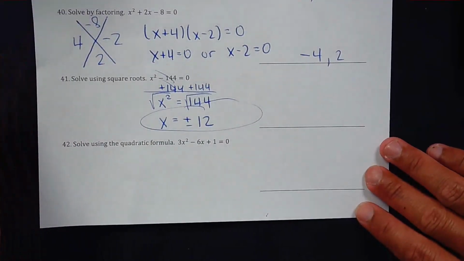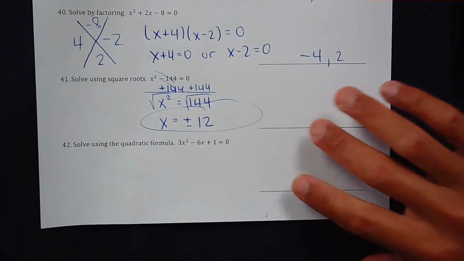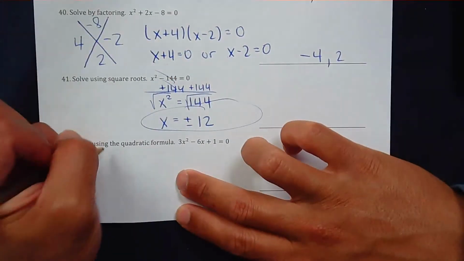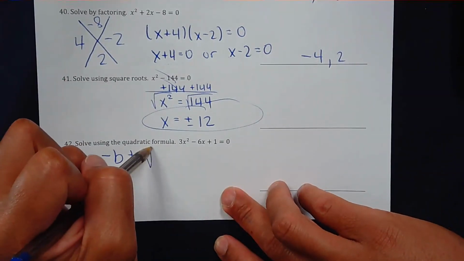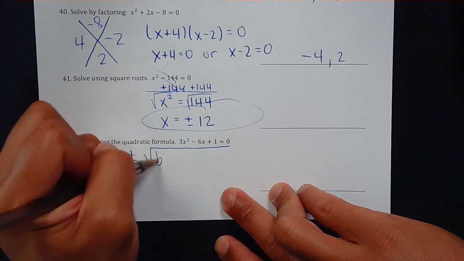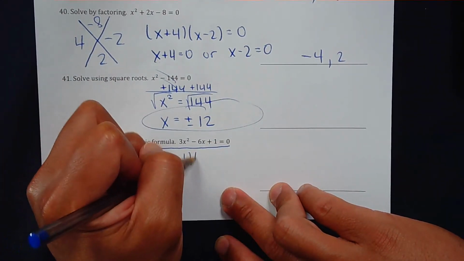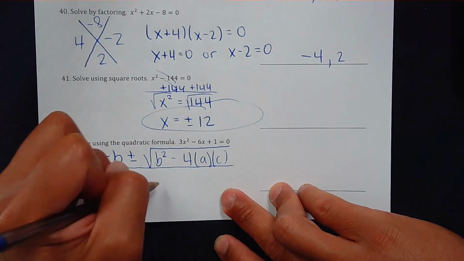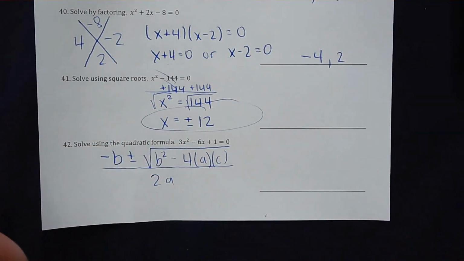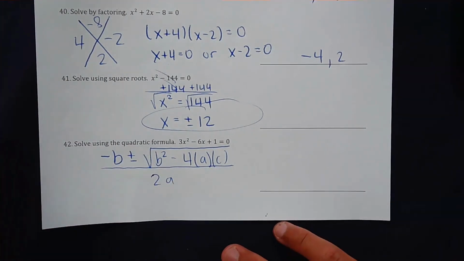All right, 42. Solve using the quadratic formula. Let's just go ahead and rewrite that out. Negative b plus or minus the square root of b squared minus 4 times a times c, all divided by 2 times a. Oh, geez, I guess I shouldn't have written that out. Let me try to look for another paper. That's okay. We'll try to squeeze it in.